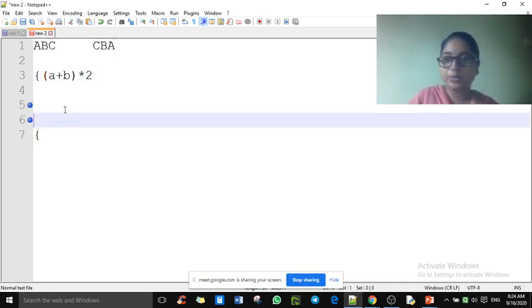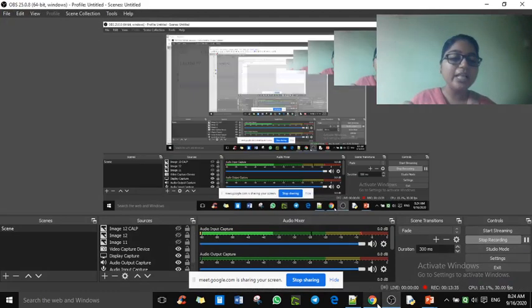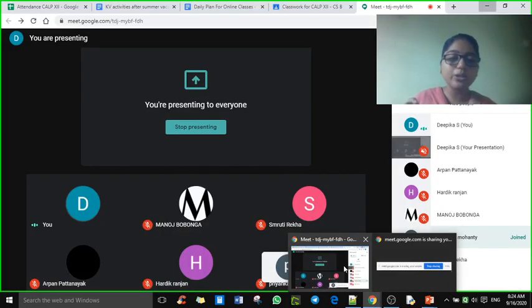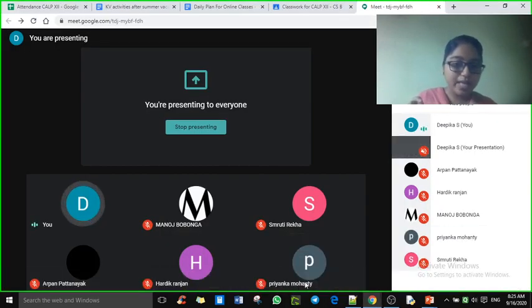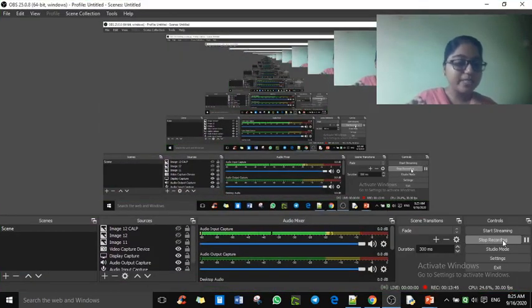So I will remove this, and now there is no closing bracket. So this one bracket is remaining. It means the parentheses are not correct. They are incorrect. So this is how a stack is used to check whether the expression has correct parentheses or not. So that's about the applications of stack.